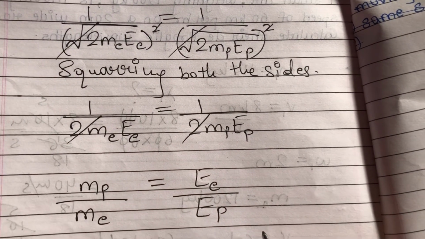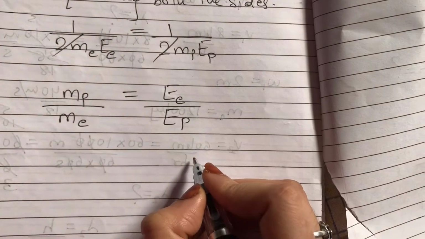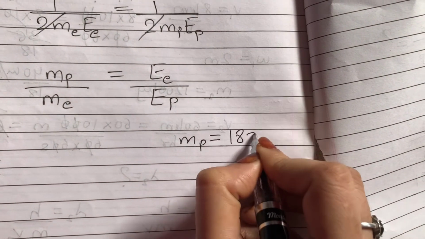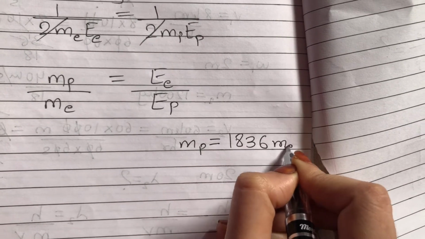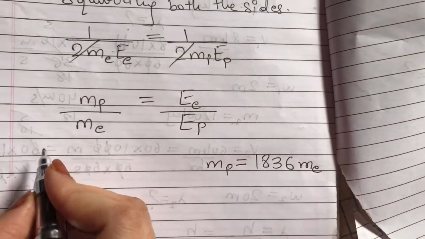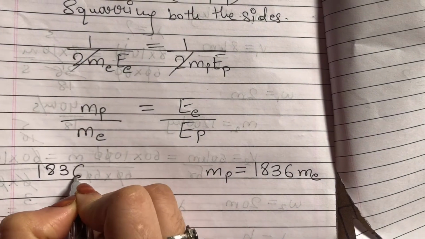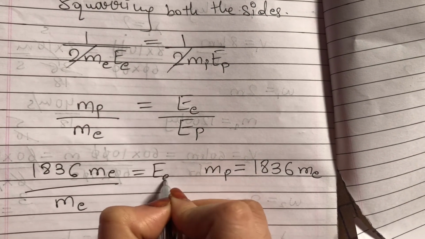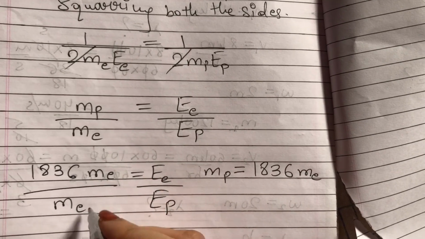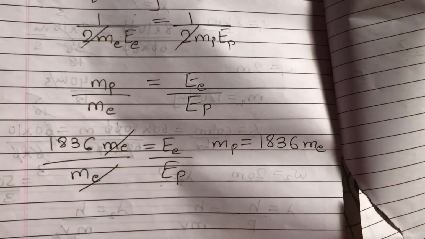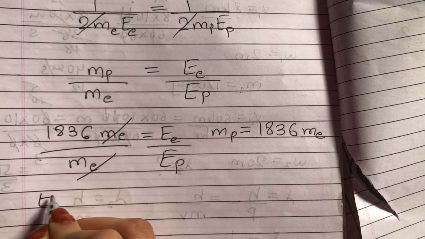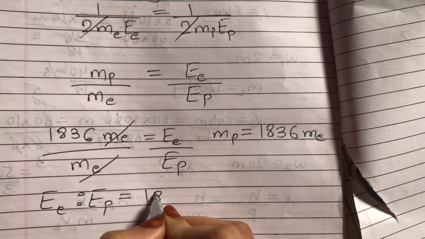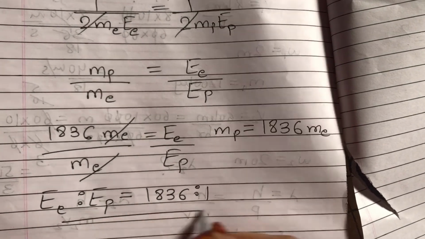Now you might also have studied in the theory part that mass of proton is equal to 1836 times mass of electron. So I'll be substituting that, 1836 times mass of electron, and here we have mass of electron. So in kinetic energy of electron upon kinetic energy of proton, mass of electron gets cancelled. So this is the ratio: kinetic energy of electron is to kinetic energy of proton is equal to 1836 is to 1. Okay.